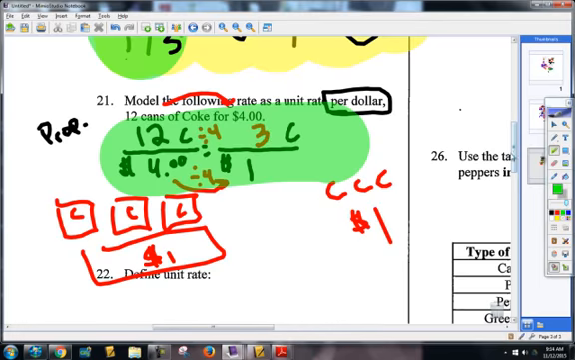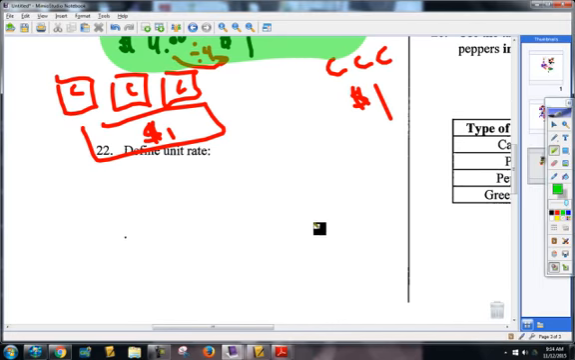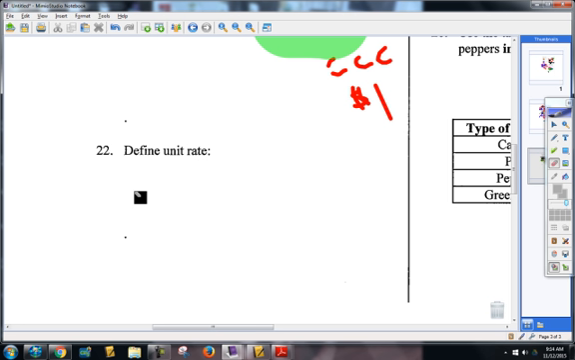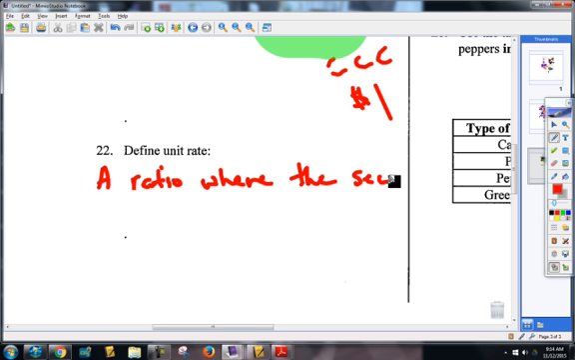All right. Now, unit rate definition. I'll take your questions in a minute, but this is the definition. A ratio. You might want to write this so you have the exact one. I'm going to accept some different things, but this is the exact definition. A ratio where the second term, which means the bottom number or the second number in the ratio, is 1. A ratio where the second term is 1.